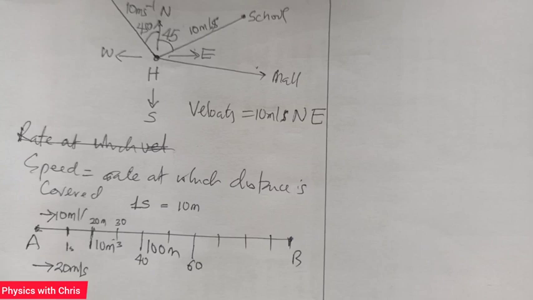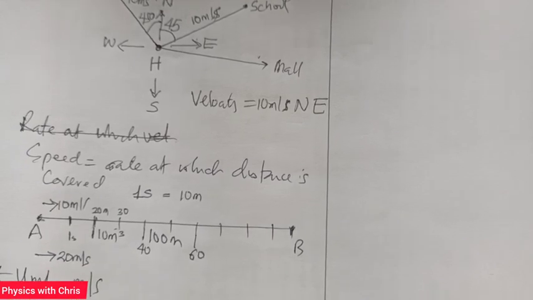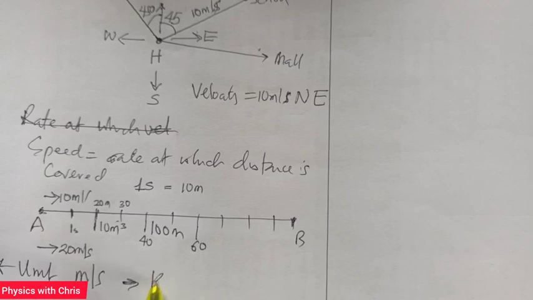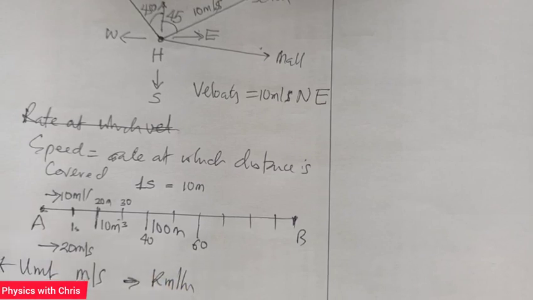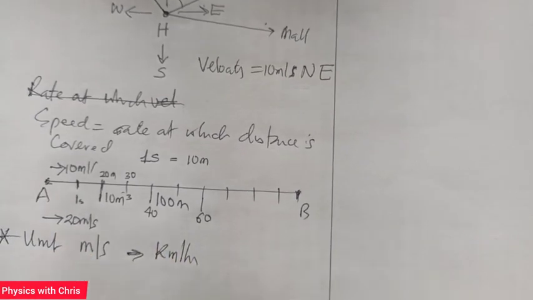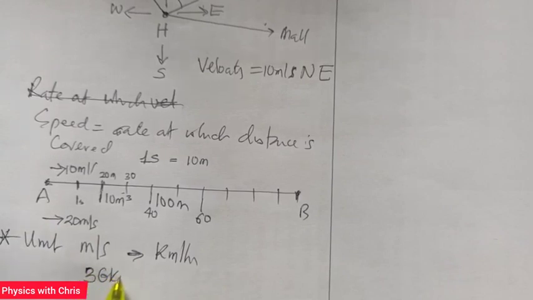So it is the rate at which the distance is covered by a body. And then the unit of speed, of course, is meter per second. That's the SI unit. We can also express speed in kilometer per hour. You should be able to convert speed from meter per second to kilometer per hour, so that a speed of, for instance, 36 kilometer per hour.